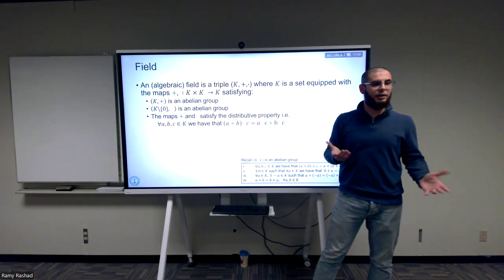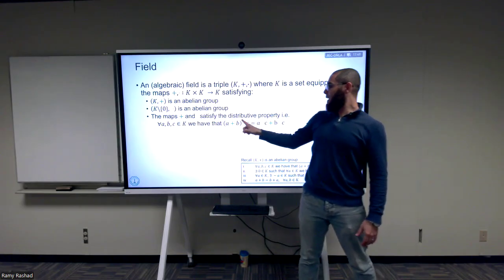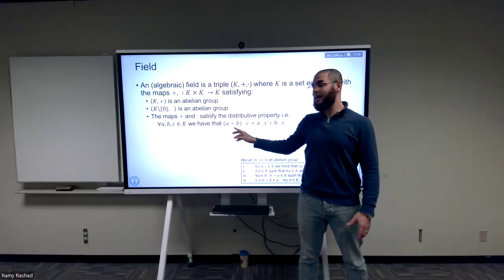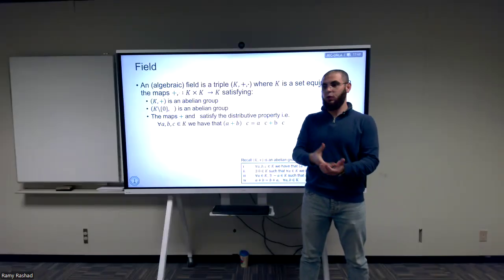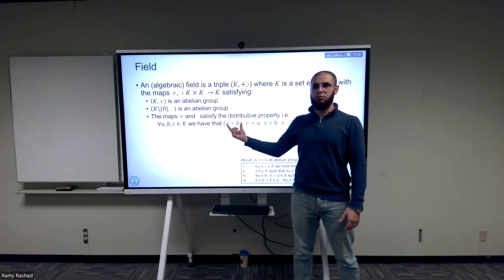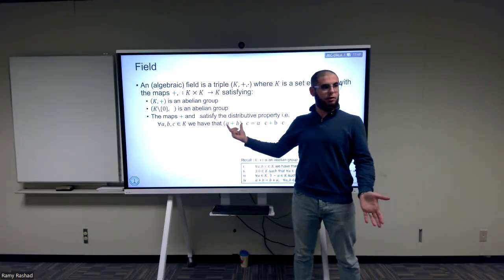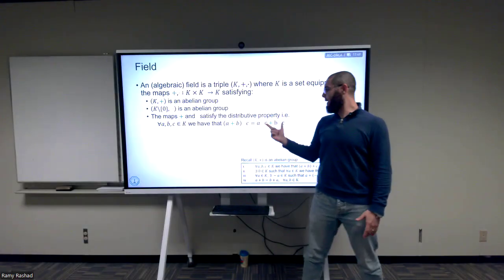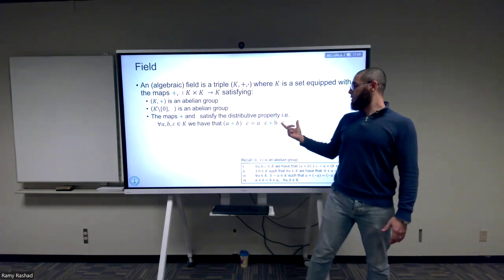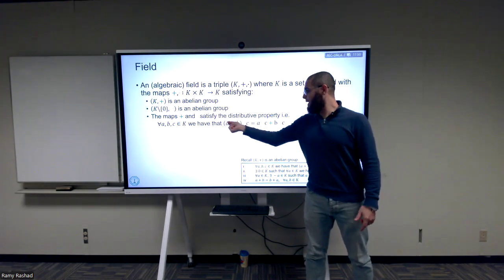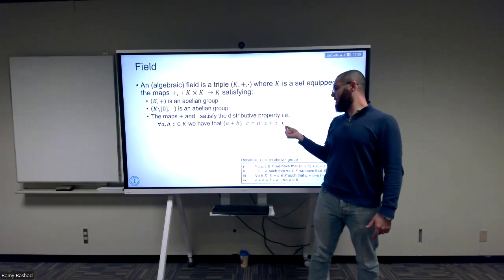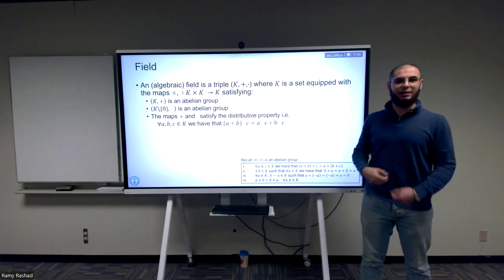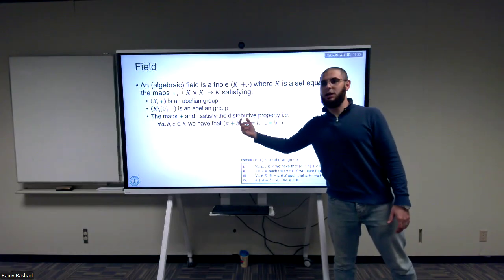What does the distributive property mean? It means that if I have the plus between two elements of the set K, and then afterwards I take the result. Where is this result? In K, which means I can multiply it by another element in K. What do I get? I get equivalent to first multiplying A by C, and then adding B multiplied by C. This is known as the distributive property. You can distribute the multiplication inside of the bracket.